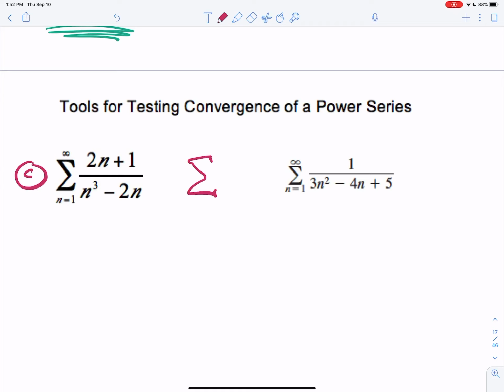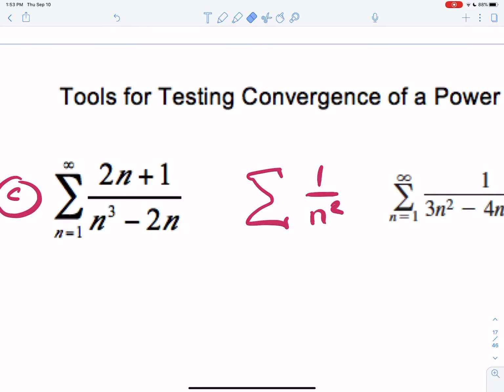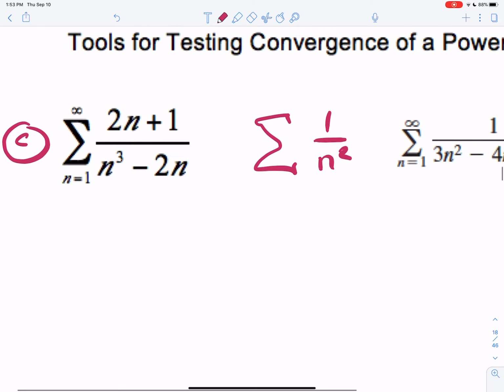Okay, this right here, down to the bare bones, if you did it right, if you got rid of the lower degree terms, you should get that. If you get rid of the 2, you would get n over n cubed, and if you reduce it, you would be down to 1 over n squared. Okay? There's a lot going on in the numerator and the denominator here, so I don't know if this is going to come out less than or greater than. So that tells me I should probably use the limit comparison test.